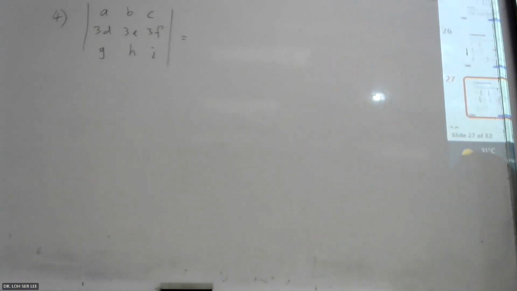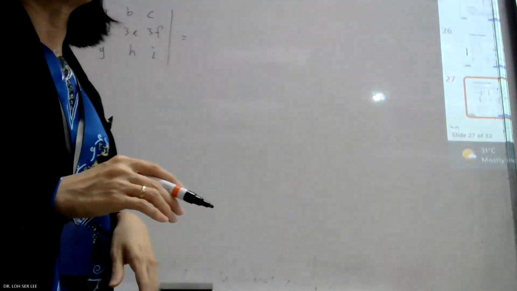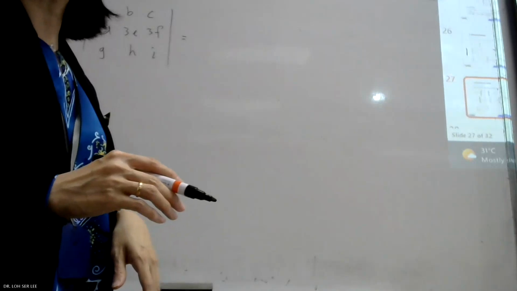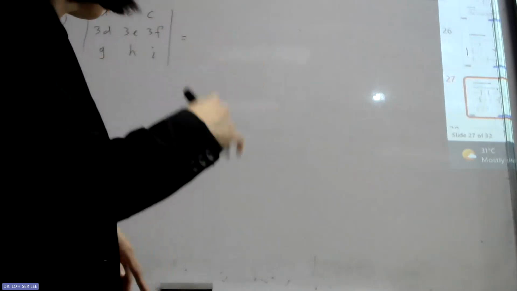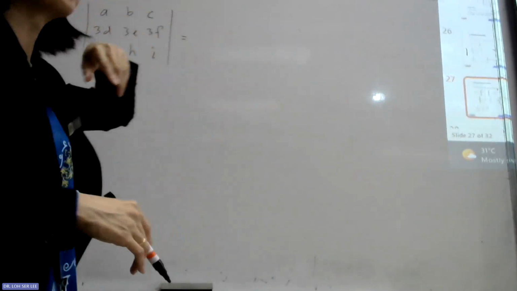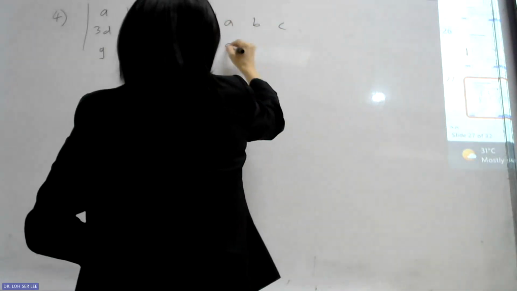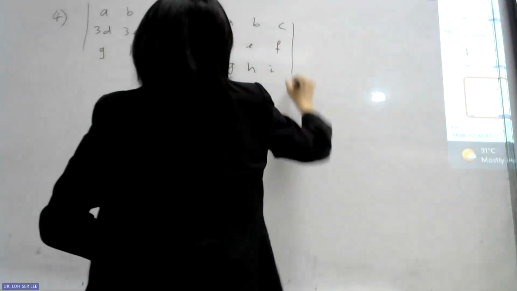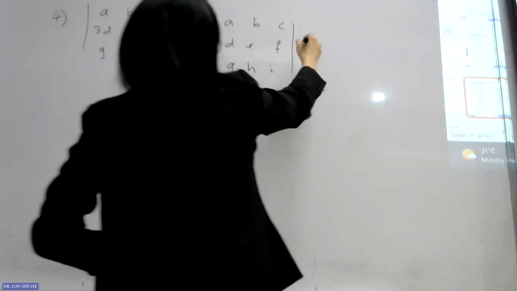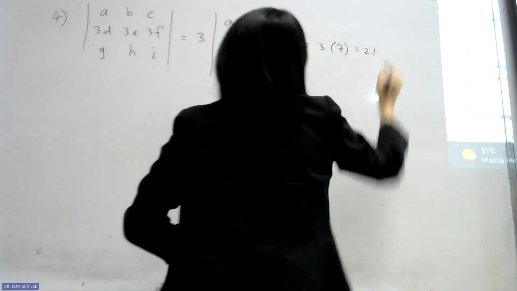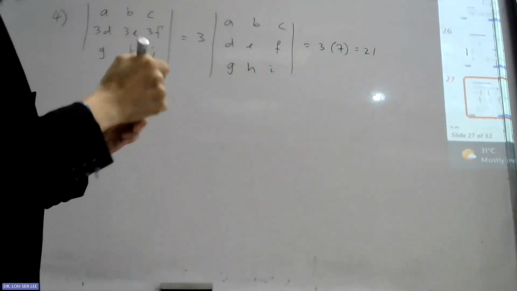So what do we do? You need to factorize 3 from row 2. When you factorize, the 3 will be here. So you have A, B, C, D, E, F, G, H, I. But this is exactly the same as the given one, and the determinant is 7. Because we have to use the given info.